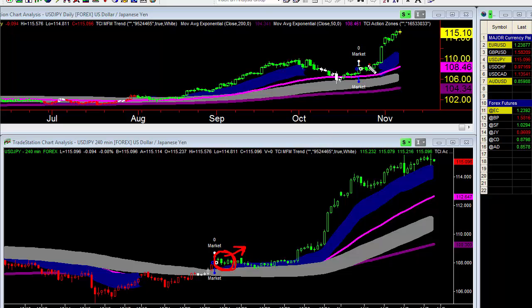Which was right in here. And the consolidation phase on the daily chart right in here corresponded with this area right in here. See how that lined up beautifully? And the market straight up. So there are no trades, right?